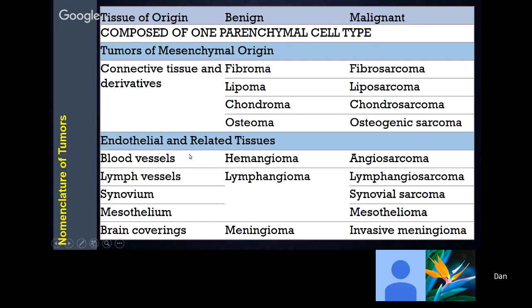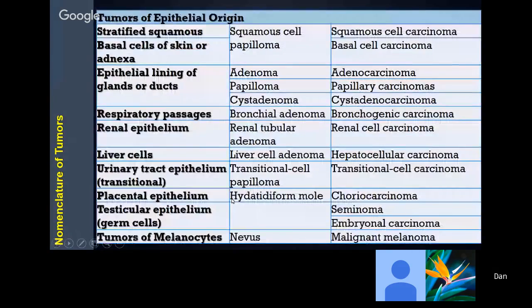Now, if it's endothelial cell, blood vessels, you have three types, remember, and depending on the size as well, but you have hemangiomas, and the cancer of it is angiosarcomas. But sometimes the term angiomas can be used. Lymphangioma, lymphosarcoma, meningioma, which is the malignant, which is rare, is the invasive meningioma. But this is mostly the meninges benign tumors.